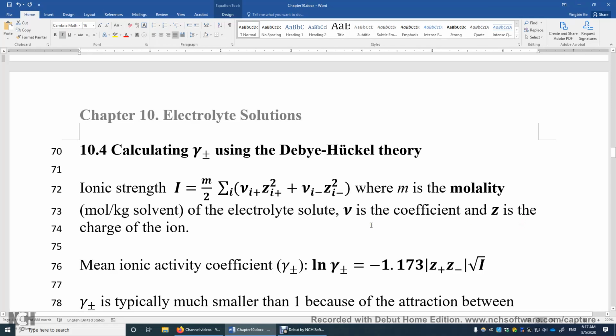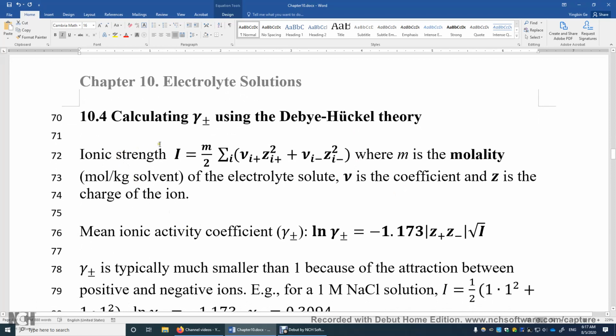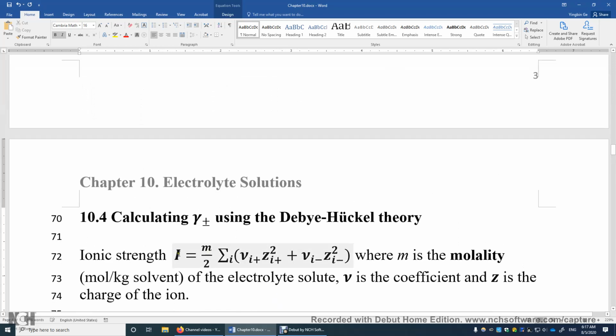Section 10.4, calculating the geometric mean of the activity coefficients using the Debye-Huckel theory. There are two steps. We need to first calculate the ionic strength of the electrolyte solution. This is I, and then we plug this I into this equation to compute the geometric mean ionic activity coefficients. So first, how can we calculate I?